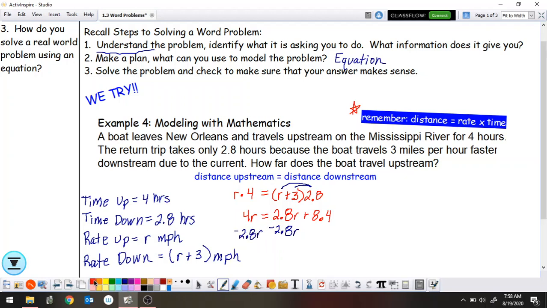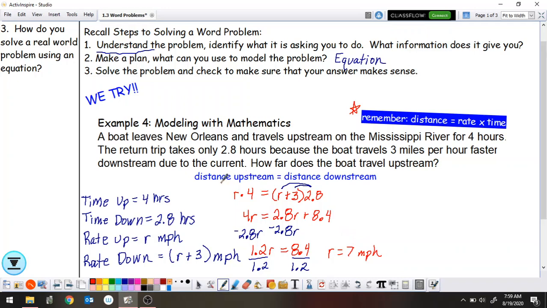And that will give us 1.2r equals 8.4, and then we can divide both sides by 1.2. And we will get that r is 7, and that's a rate of miles per hour. Now, if we go back and check the problem, the question is asking how far does the boat travel upstream, not how fast does the boat travel upstream.